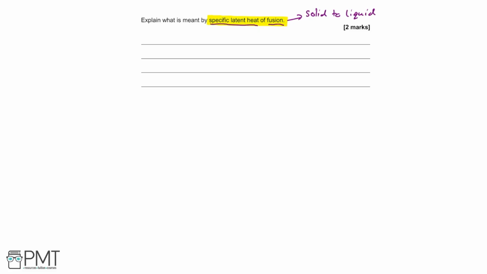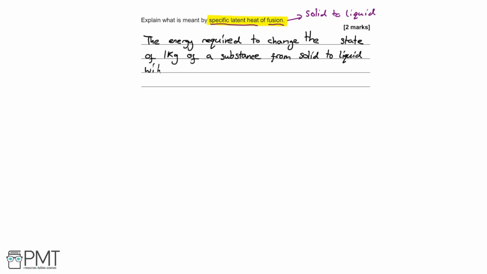What we're doing when we change the state from solid to liquid is we're overcoming interactions between the particles. This means that when the interactions are overcome, the particles are more free to move. This denotes the transition from solid to liquid. Therefore, we have to put energy in to overcome those interactions. Thus, our answer is the energy required to change the state of 1 kilogram of a substance from solid to liquid without changing its temperature.